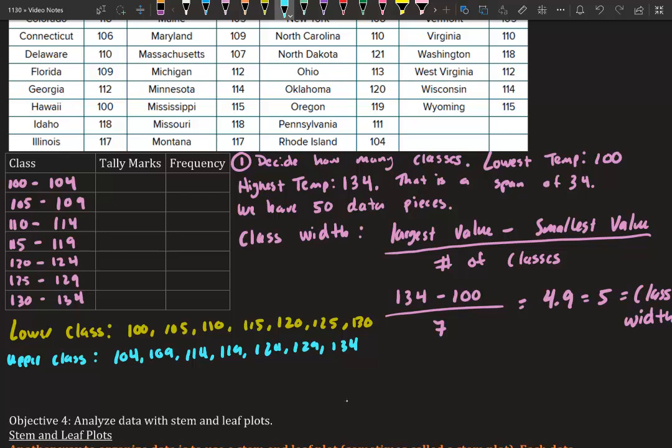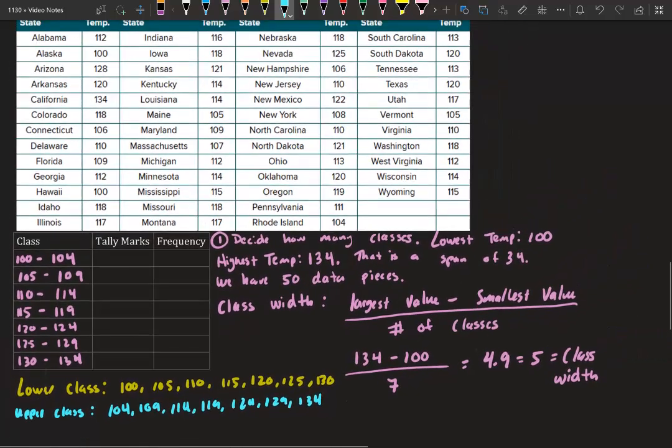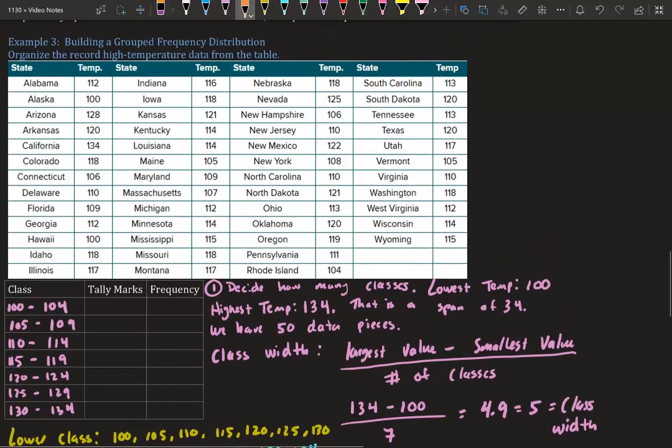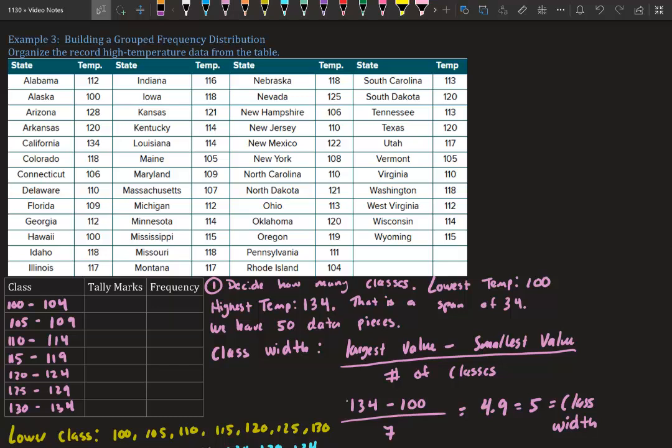All right, so now that we got that, we are going to count how many temperatures we have in each range. So 100 to 104, let's count how many we have. Alaska, Rhode Island, so 3. All right, let's count how many are 105 to 109. 8. Now let's count how many are between 110 and 114. So Alabama, so 16.